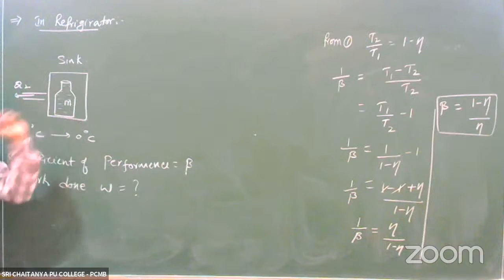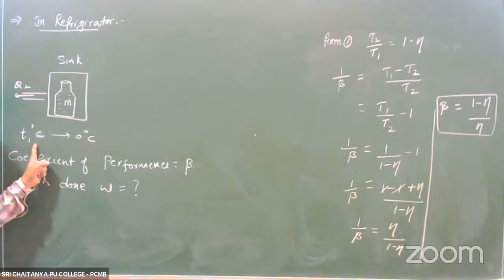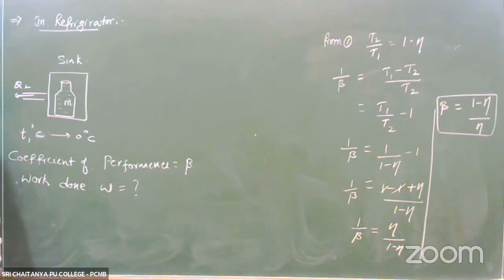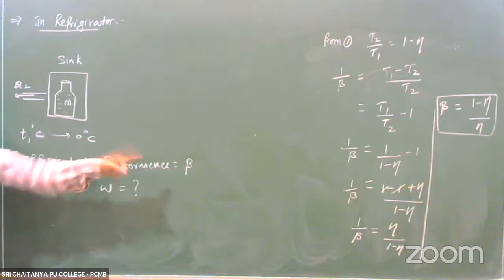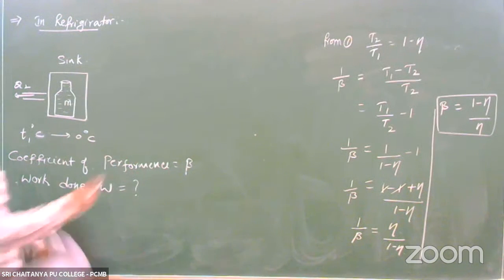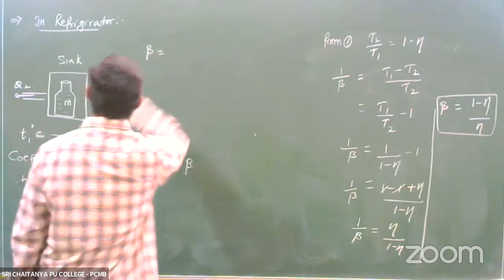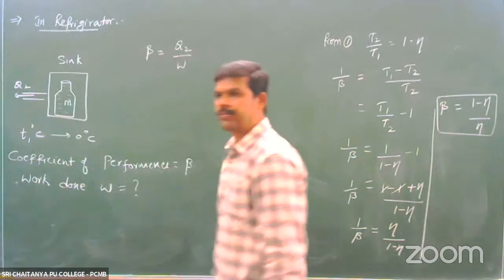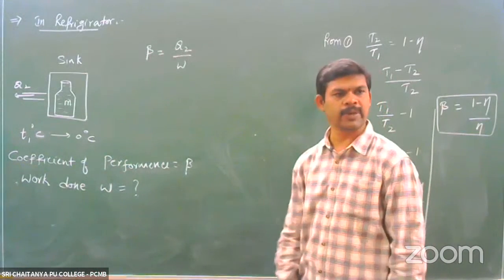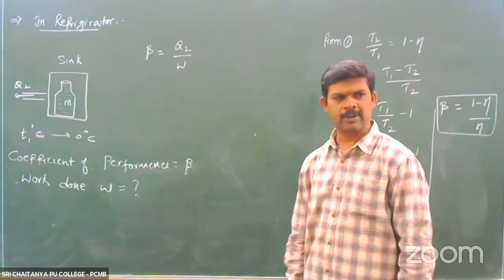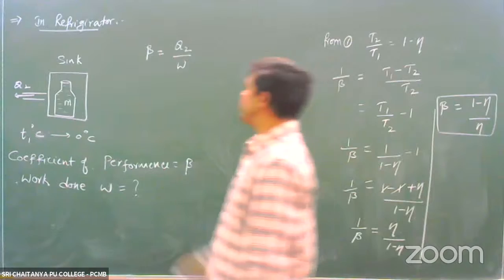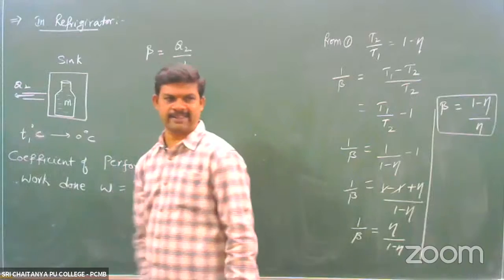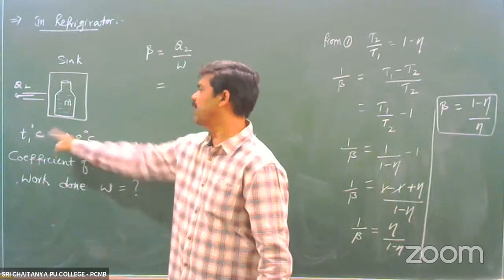A water bottle I kept in. Initially it is at T1 degree Celsius. I want to cool it to 0 degree Celsius. How much work is to be done? This is the question. Its coefficient of performance is beta. See, for beta, what is the formula? Beta is equal to Q2 by W. You are asked W. Okay, beta they give. They have a value. Q2 is what? Q2 is the amount of heat extracted to cool it from T1 to 0.